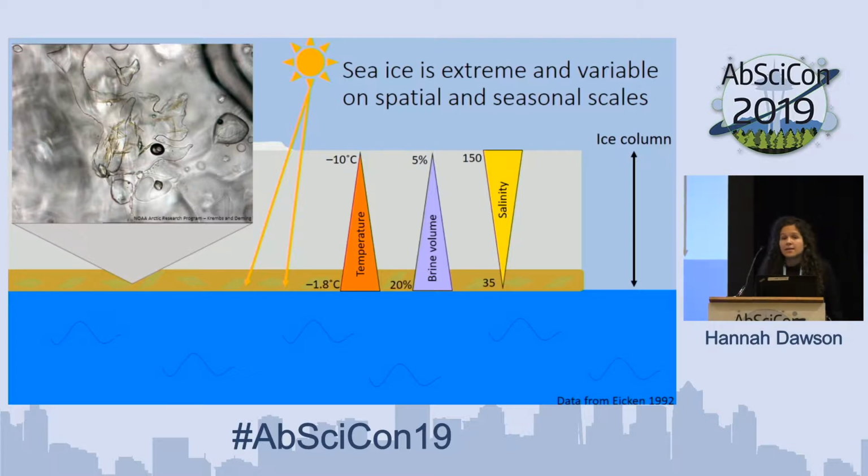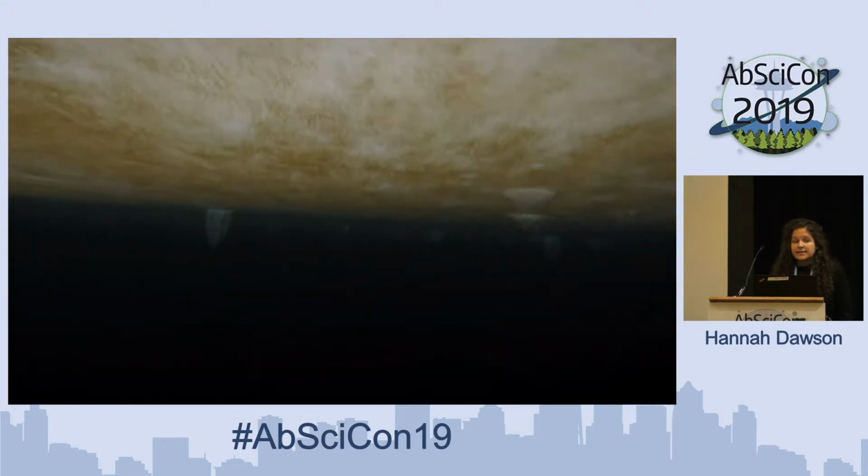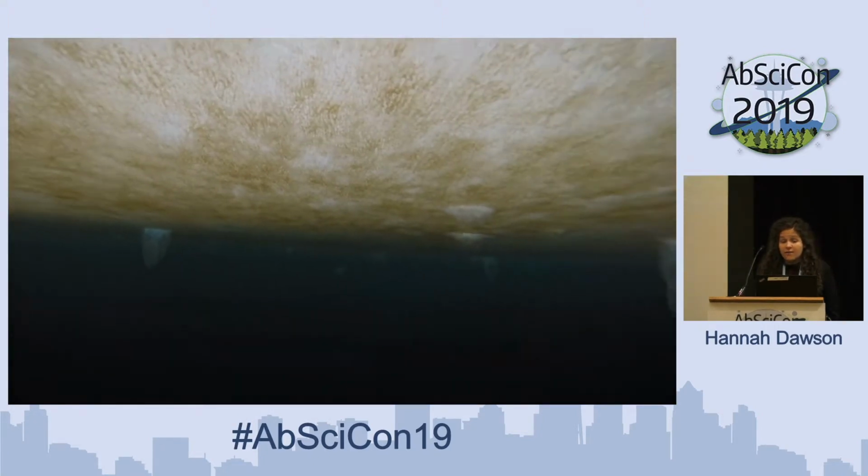And this is also a variable environment on a seasonal scale, with the melting of sea ice in the spring and reformation in the autumn and winter, bringing along large swings in temperature and salinity, reaching near freshwater conditions in melt season and temperatures above zero. But despite this, sea ice algae have been able to survive and thrive in this environment.